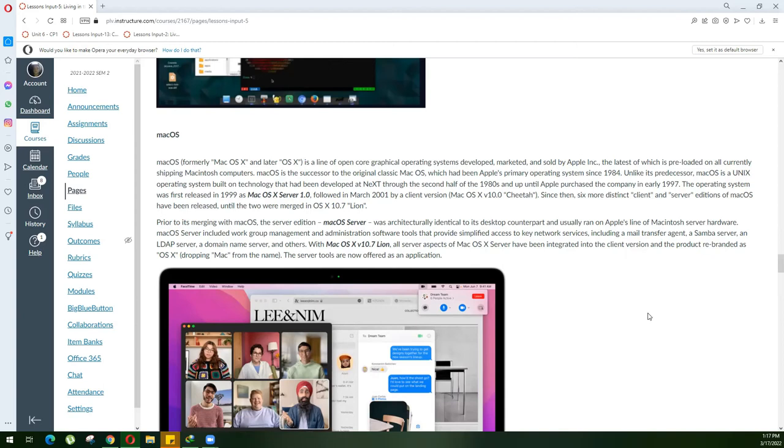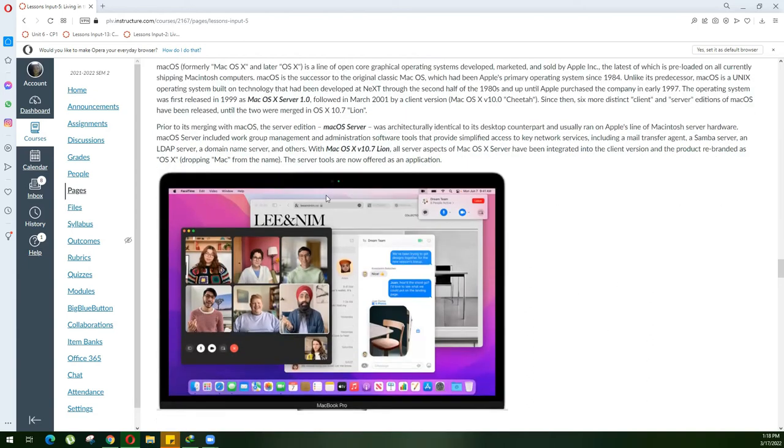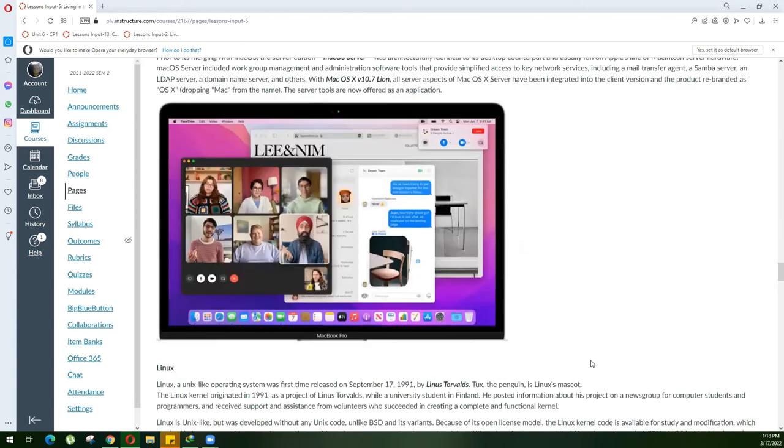Mac OS X Server included workgroup management and administrative software tools that provide simplified access to key network services, including a mail transfer agent, a Samba server, an LDAP server, a domain name server, and others. With Mac OS X 10.7 Lion, all server aspects of Mac OS X Server have been integrated into the client and the product rebranded as OS X. The server tools are now offered as an application. So this is a sample of a GUI of a Mac OS.